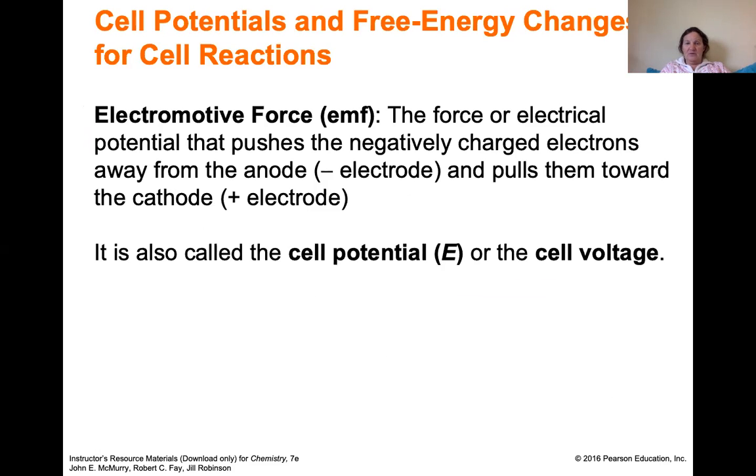So the electromotive force, EMF, is the force or electrical potential that pushes the negatively charged electrons away from the anode and pulls them towards the cathode. It's also called the cell potential or the cell voltage. I'll usually use cell potential. All of them are given the symbol E, and it's measured in units of voltage.